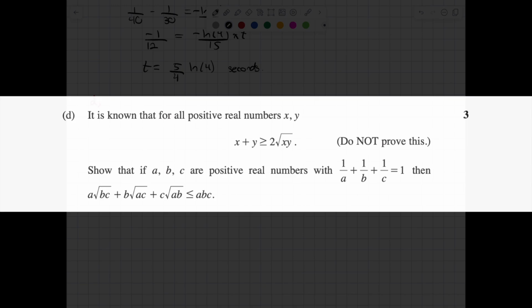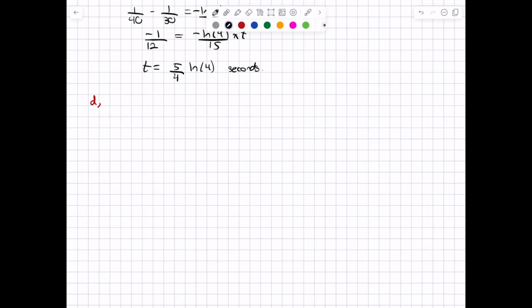Part D. It is known that for all positive real numbers x, y, x plus y is greater than or equal to 2 root xy. Do not prove this. Show that if a, b, c are positive real numbers with 1 on a plus 1 on b plus 1 on c equal to 1, then a root bc plus b root ac plus c root ab is less than or equal to abc. Okay, so I'm going to write down the condition that they've given us.